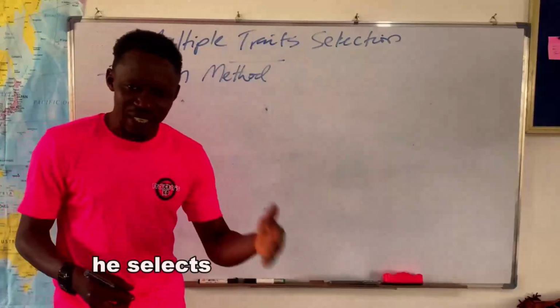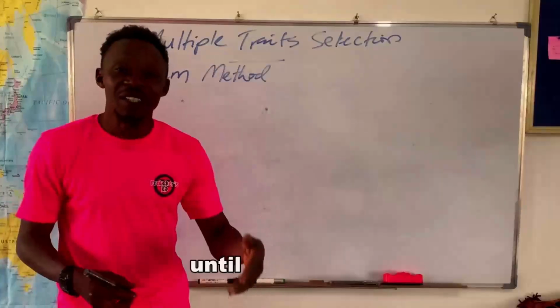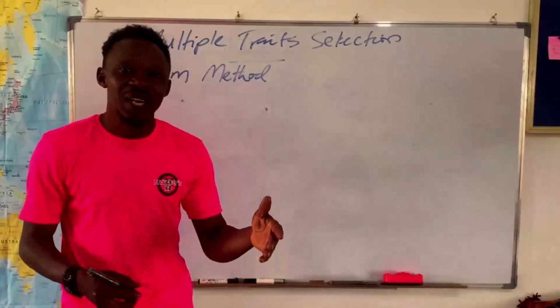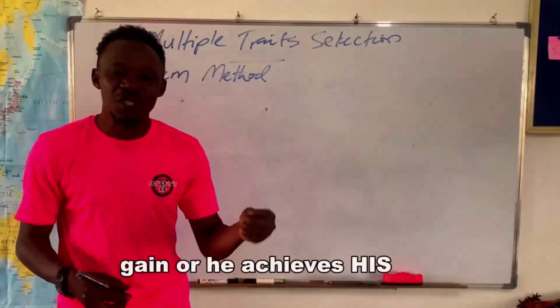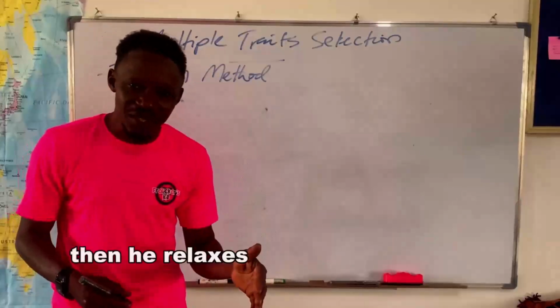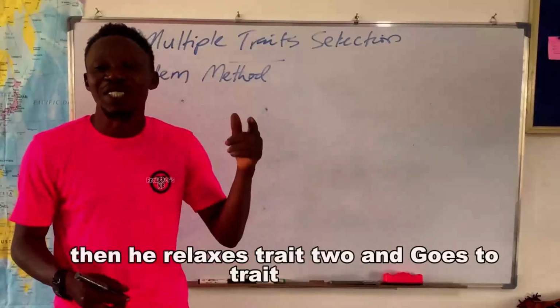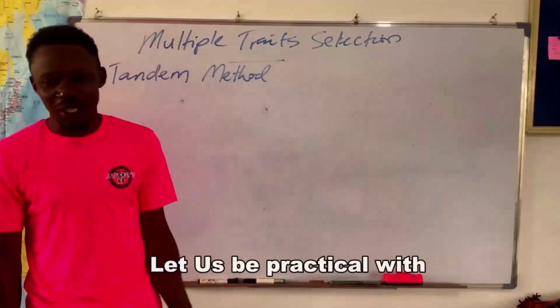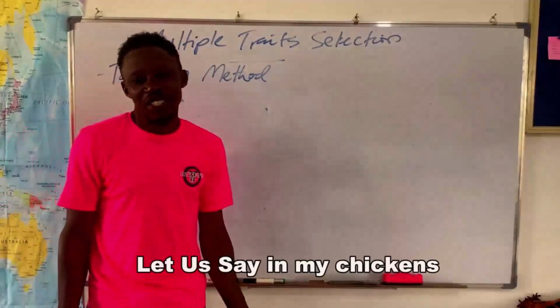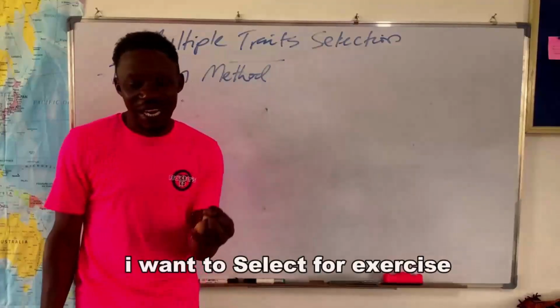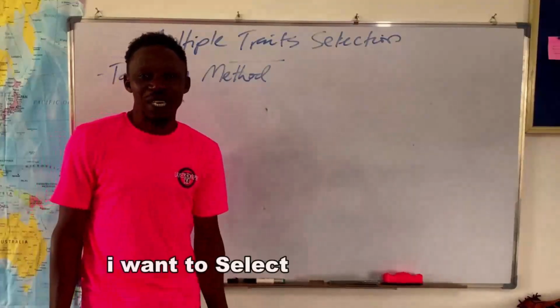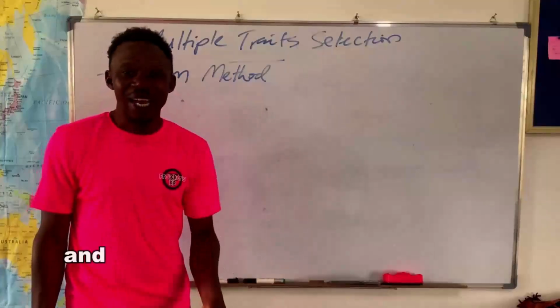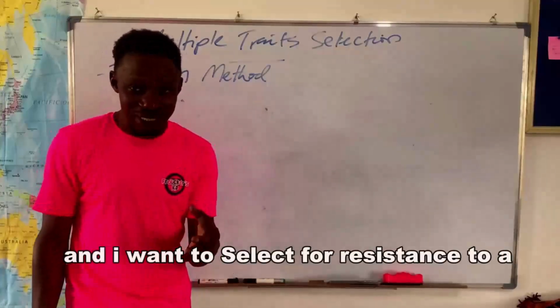For that trait, he selects for several generations until he achieves gain or he achieves his mark. Then he relaxes trait 2 and goes to trait 3 and continues to select again. Let's just be practical with examples. Let us say in my chickens, I want to select for egg size, I want to select for egg number, and I want to select for resistance to a disease.